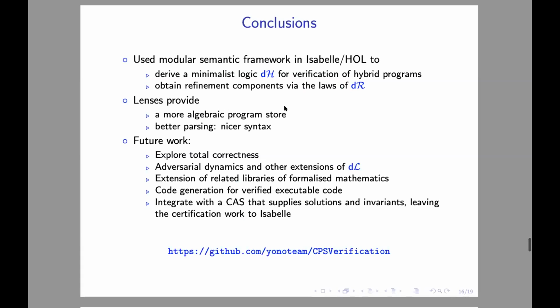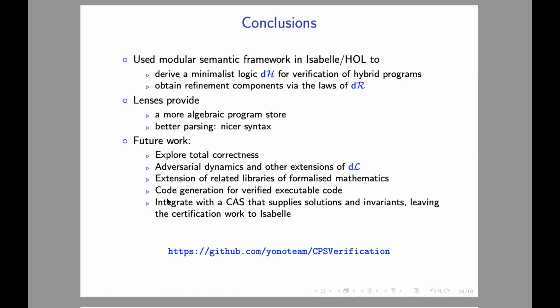So basically what I have shown to you is this framework that step by step builds a verification component. In this case, we have derived the minimalist differential Hoare logic that verifies hybrid programs, and its related refinement, differential refinement calculus. We have added lenses so that they provide us a more algebraic management of the program store, and that also give us a nicer syntax for our verification examples.